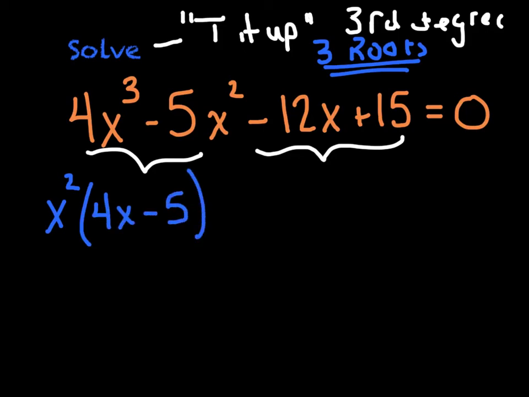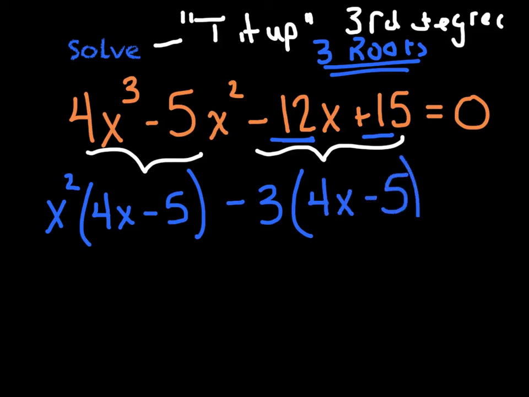Now, in this section, I need to have a 4x minus 5, so I think they're both divisible by 3. Now, the question is, do I want to pull out a positive 3 and put a plus 3 here, or a negative 3 and put a minus 3 there? Well, hopefully you said a negative 3, because when I divide a negative by a negative, I should get a positive 4x minus 5. All right?